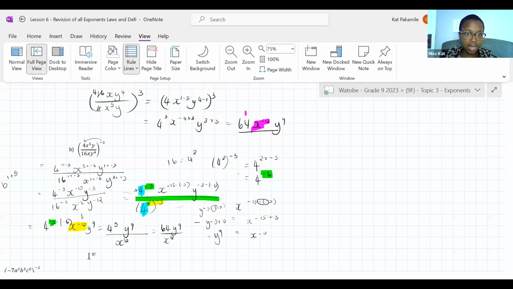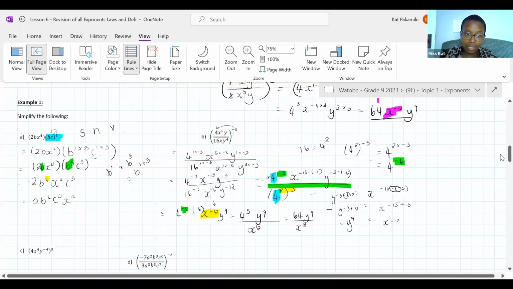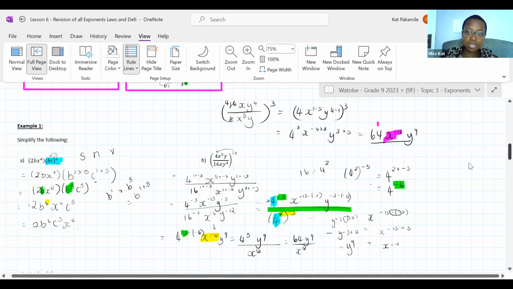Let's do this. I hope you guys have been writing them. But if you want to take screenshots, there we go. Let me give you 2 minutes to do that. More like 30 seconds. 2 minutes is way too long to take a screenshot.